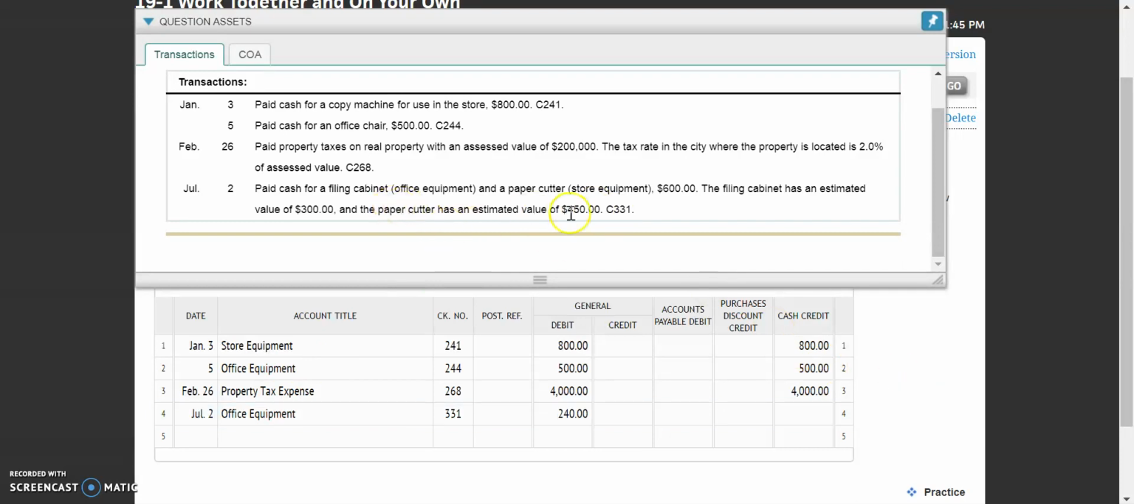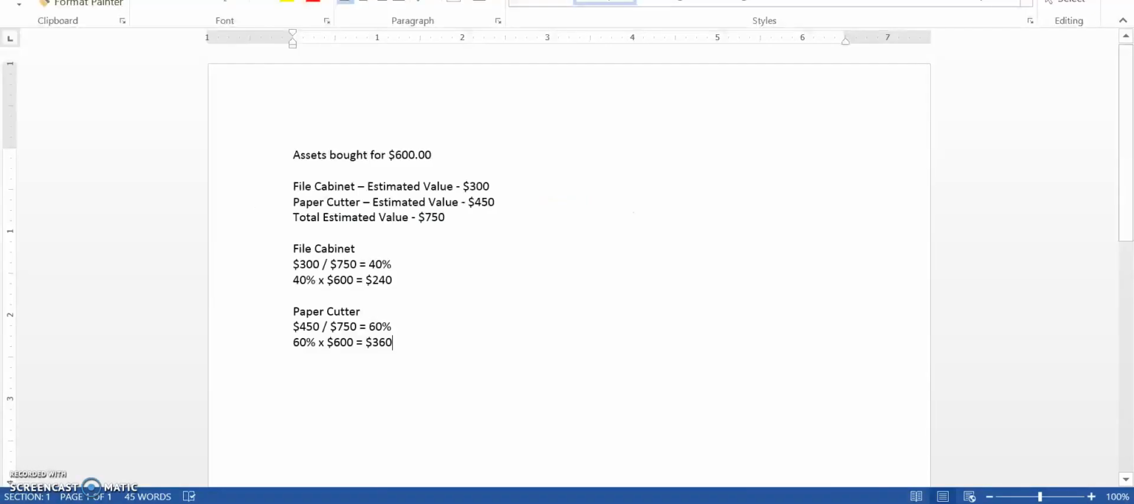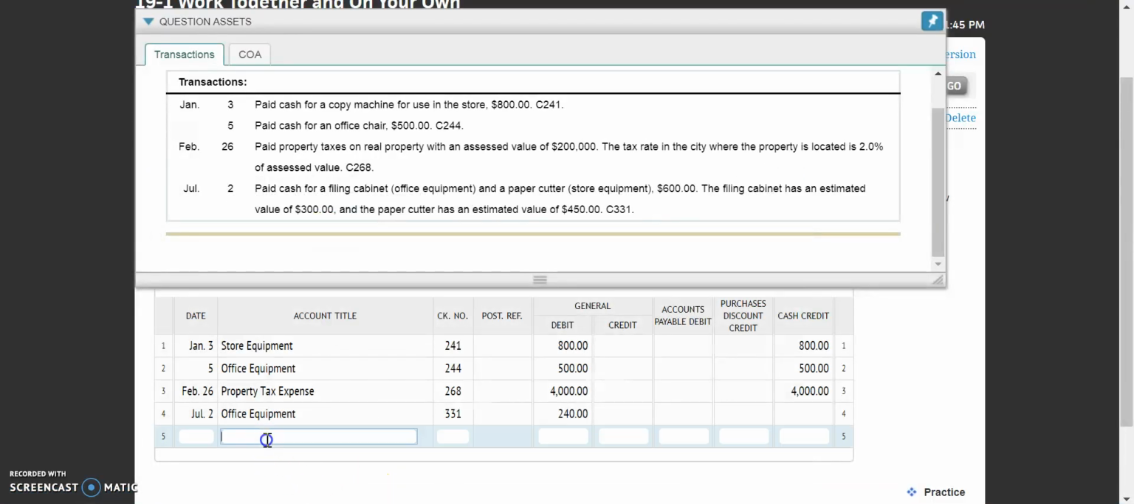Now let's go back and look at our allocation for the paper cutter. So our paper cutter's estimated value is $450. Again, our total estimated value for the two assets is $750. When we divide that, we get a percentage of 60%. We then take that 60% times the total that we bought the assets for, which was $600. And when we do that, we get an allocated value for the paper cutter of $360. So then we go back to our journal and we put in store equipment and 360.